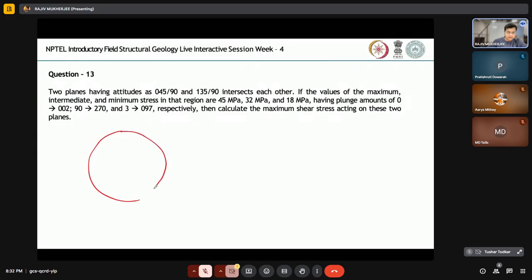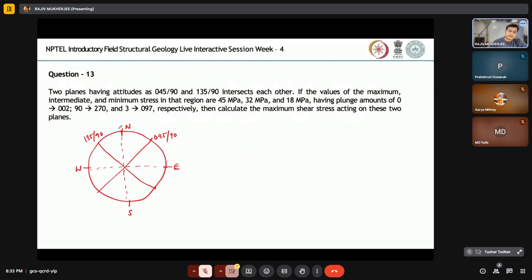So if we draw the stereonet, this is north, east, south, west. So one plane is 045/90, that means it will be like this. Another is 135, exactly 90 degrees to this one. So this will be like this. So the north-south and east-west are the acute bisectors.